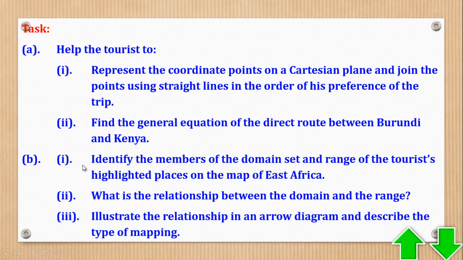Task B says, Roman 1, identify the members of the domain and range of the places the tourist highlighted on the map of East Africa. 2, what is the relationship between the domain and the range? 3, illustrate the relationship in an arrow diagram and describe the type of mapping.